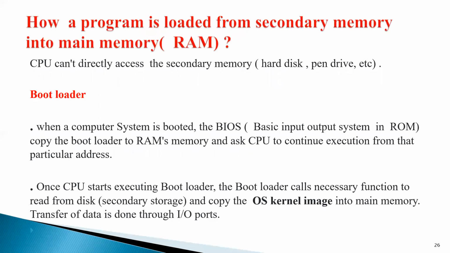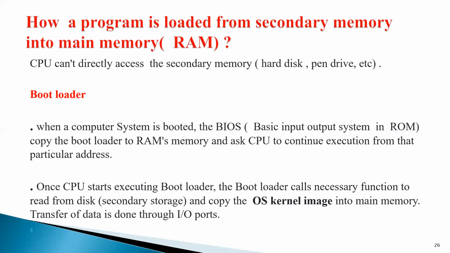How a program is loaded from secondary memory into main memory. The CPU cannot directly access the secondary memory, that is, the hard disk or pen drive, etc. A bootloader is needed to load the OS into RAM and load other programs. When a computer system is booted, the BIOS, what is BIOS? Basic Input Output System, in ROM, copies the bootloader into RAM memory and asks the CPU to continue execution from that particular address.